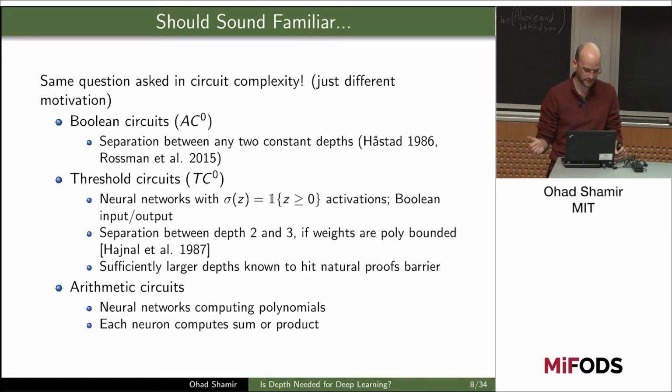Another class of circuits that people have been studying is arithmetic circuits, which again are neural networks, but where each neuron computes a sum or a product. So it's really a network that computes polynomials. And here again, we can say various things. So why can't we just take all these results and apply them in the context of neural networks, of the modern neural networks that people are using nowadays?